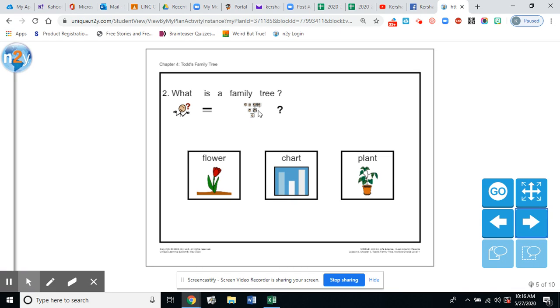Here's an example. Is it a flower? Is it a chart? Or is it a plant? Well, the flower and the plant, those are all plants just like a tree, but the family tree really has nothing to do with plants. It is a chart that tells about your family. Who's related to who?